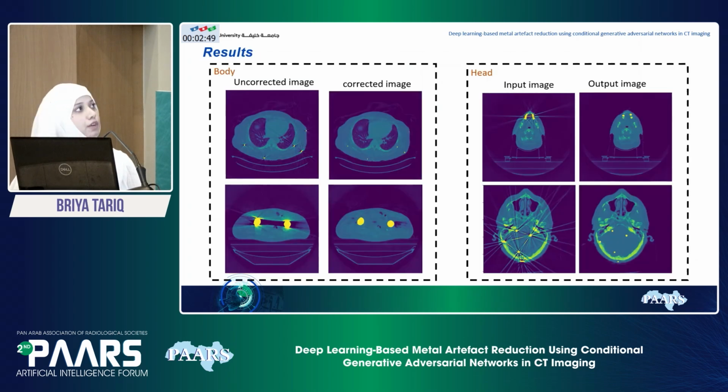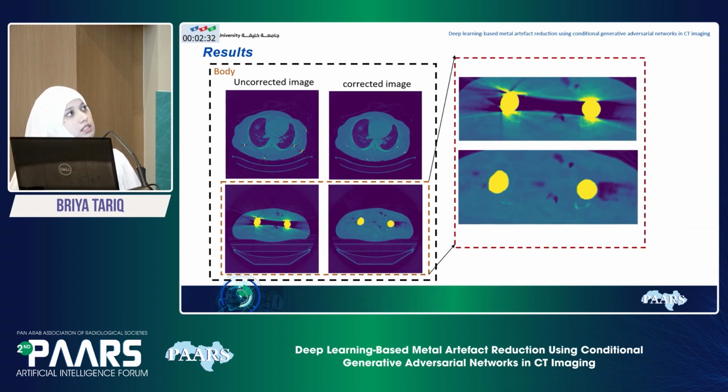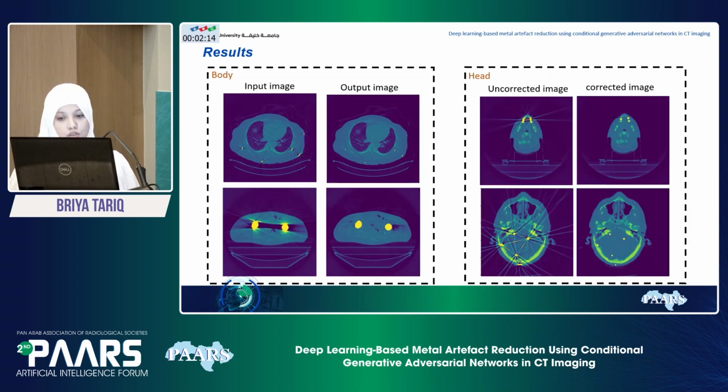If I go straight to the results, for the validation of our deep learning model, we are showing the worst results and the best possible results. If we focus on these images, the input image has many artifacts, and the metal is totally distorting the images. But in the output image, we can see that the model is able to retain the properties of bone and the soft tissues.